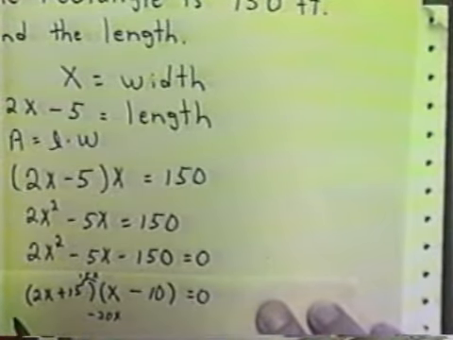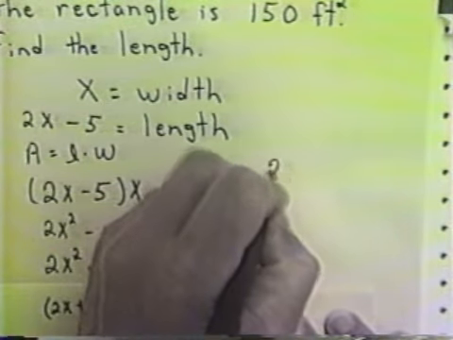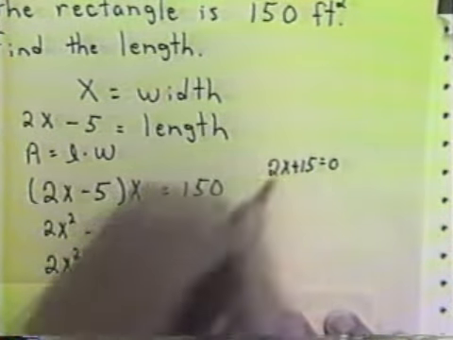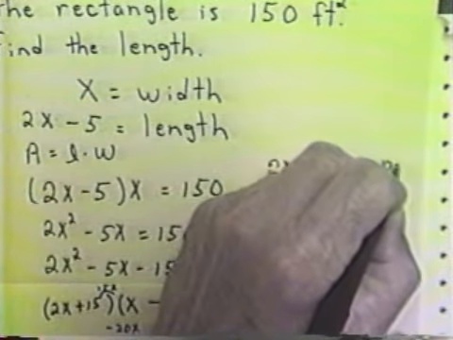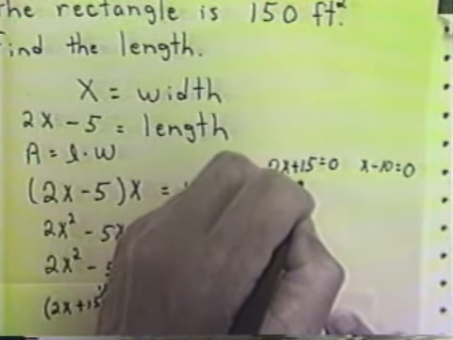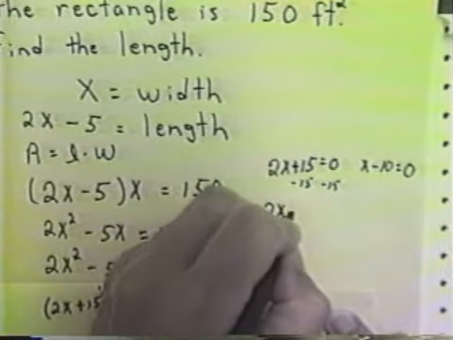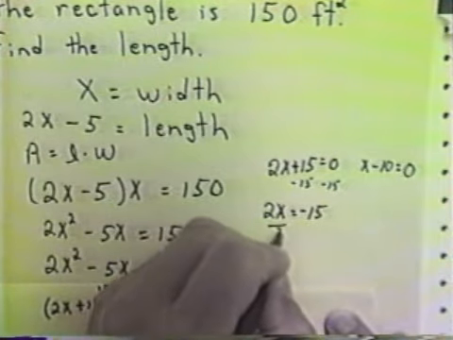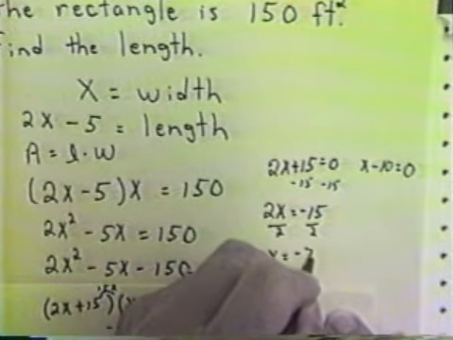Now what we want to do is set each of those factors equal to 0. So 2x plus 15 is equal to 0, and x minus 10 is equal to 0. If 2x plus 15 is equal to 0, I need to add a negative 15 to both sides to get 2x is equal to negative 15. Divide by 2 to get x is negative 7.5.